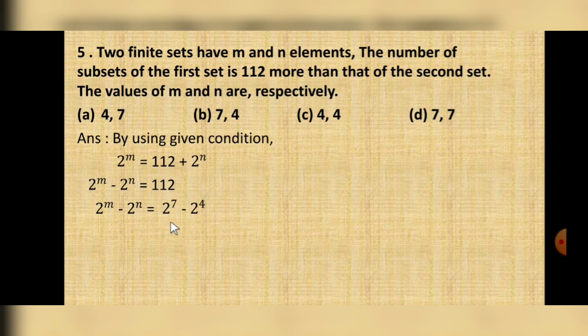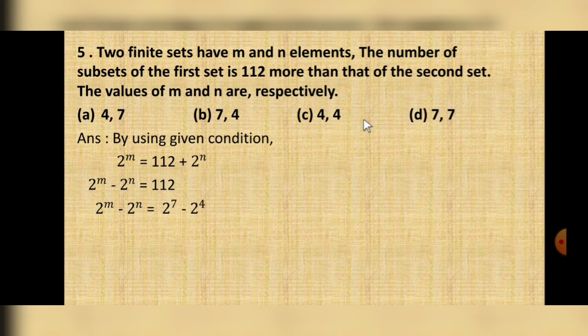So students, first write the same base and then check the options one by one. First check 4 and 7. If you substitute 4 and 7, you get 16 minus 128, so the answer is negative, but here it should be positive. Next, go for the second option. Take m equal to 7 and n equal to 4: 128 minus 16 gives 112. So option B is the correct one.